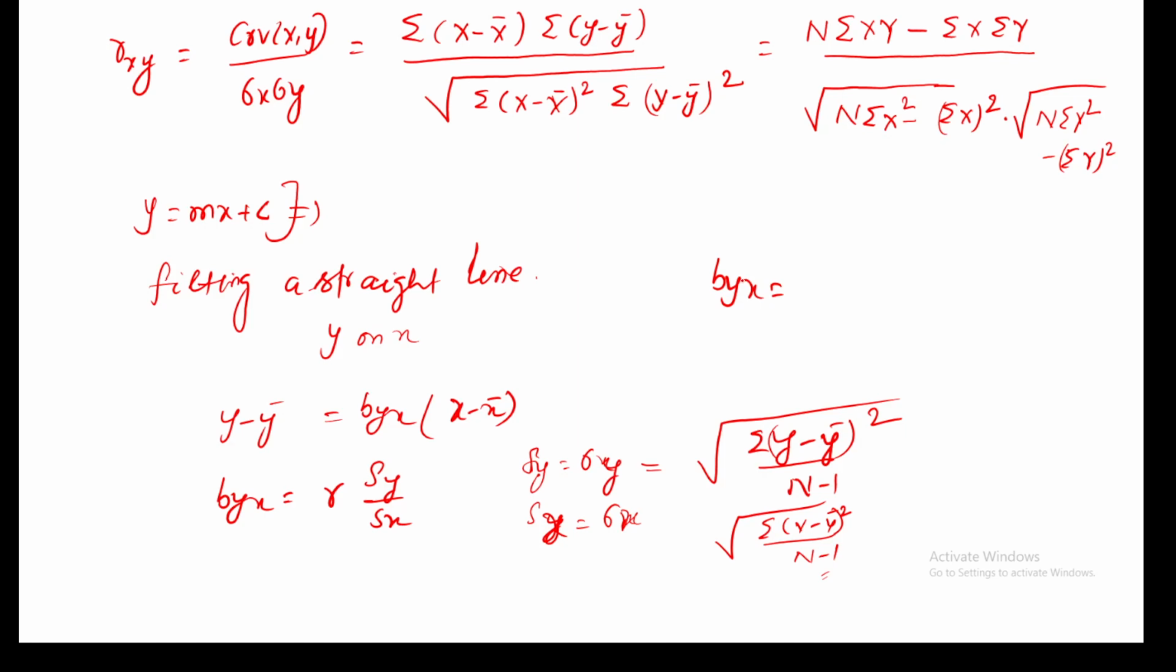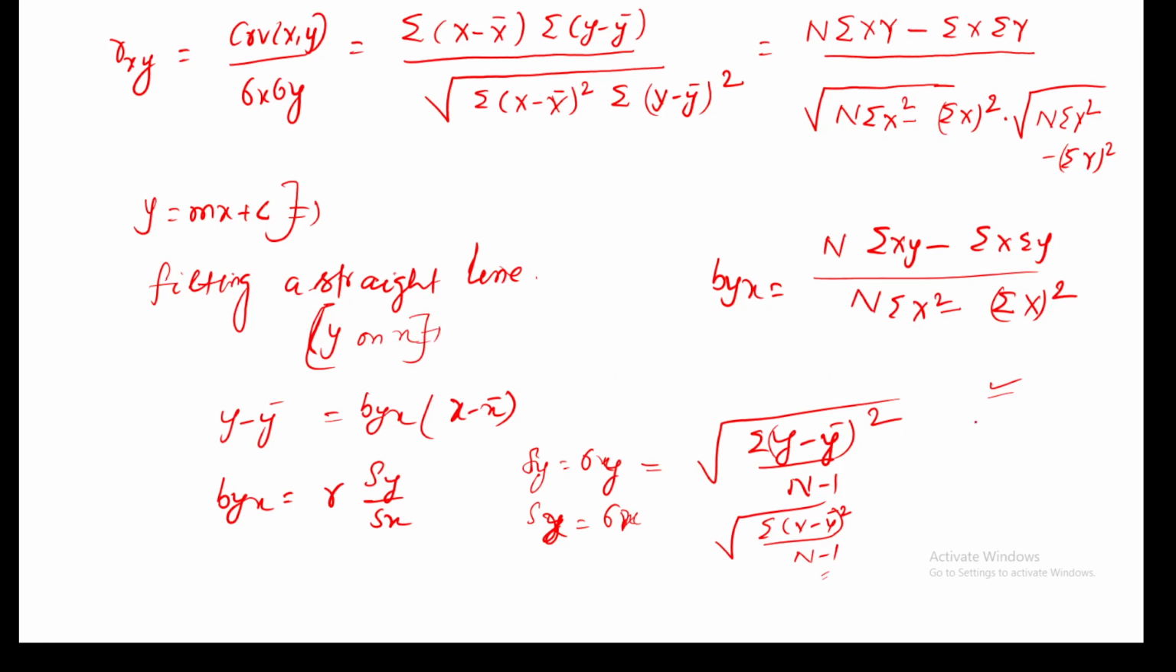It is the same formula that we are using for r: n sigma xy minus sigma x sigma y, over n sigma x square minus sigma x whole square. So this is for y on x. If the question mentions that our line is y on x, use this formula. If the question is not mentioning it, we also use this one.